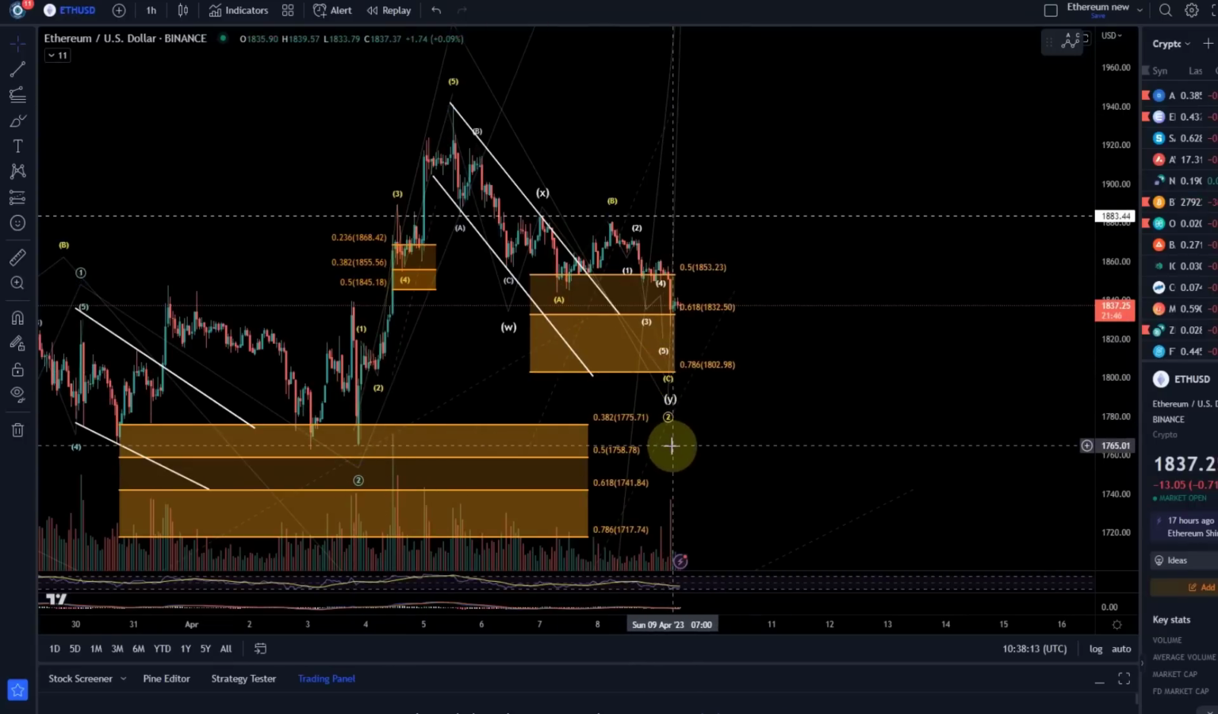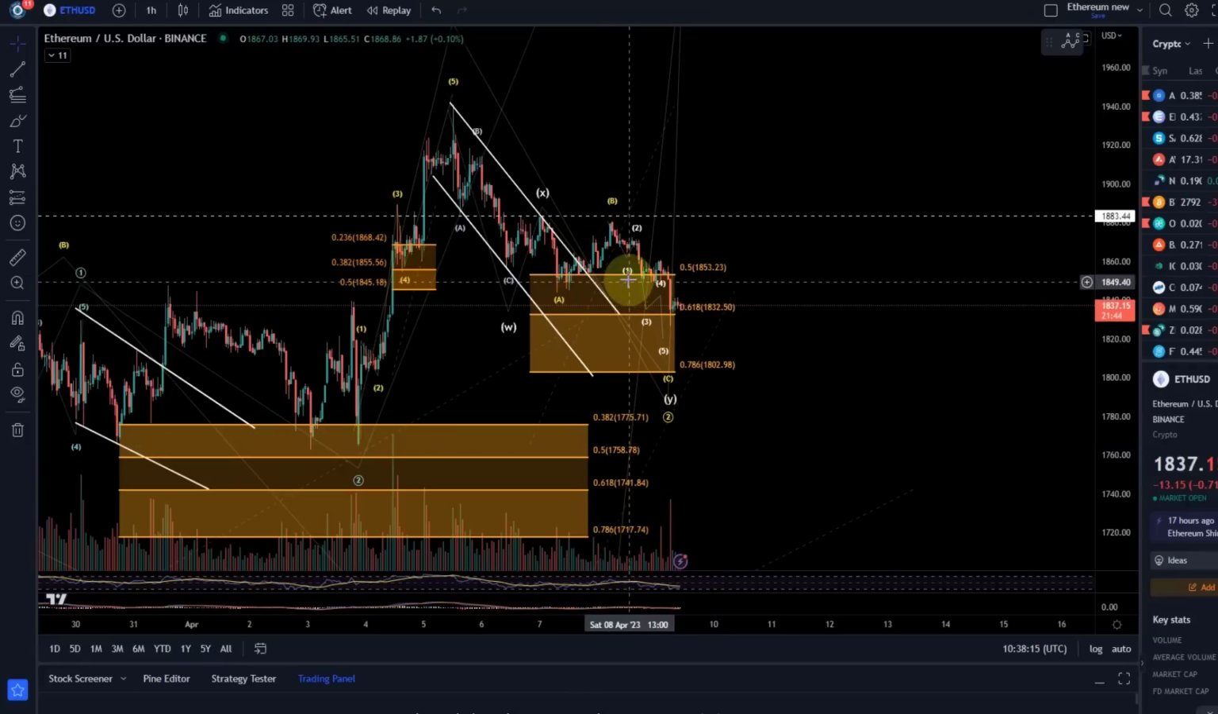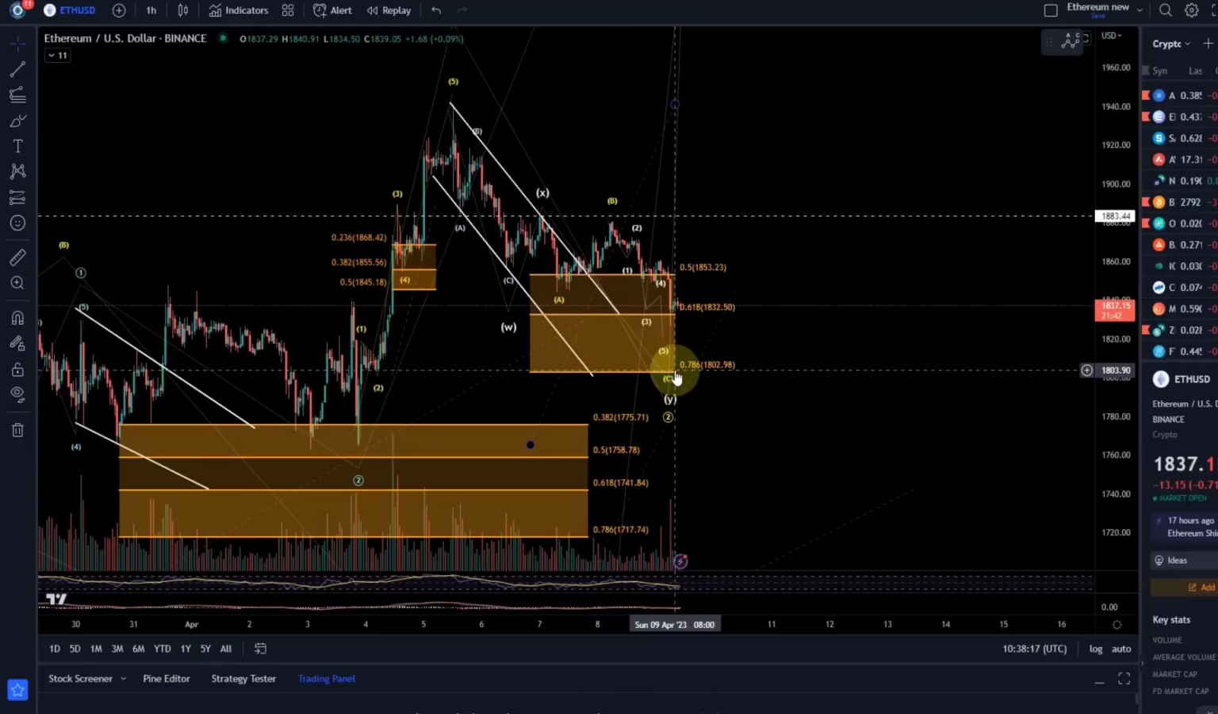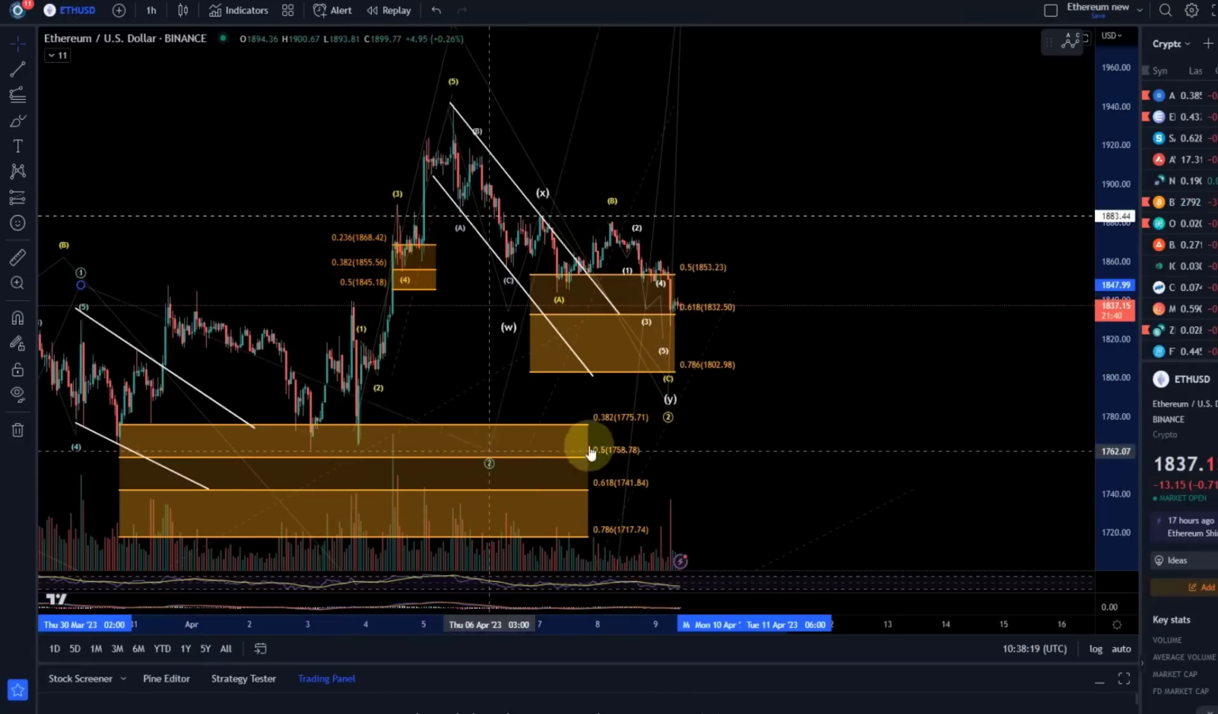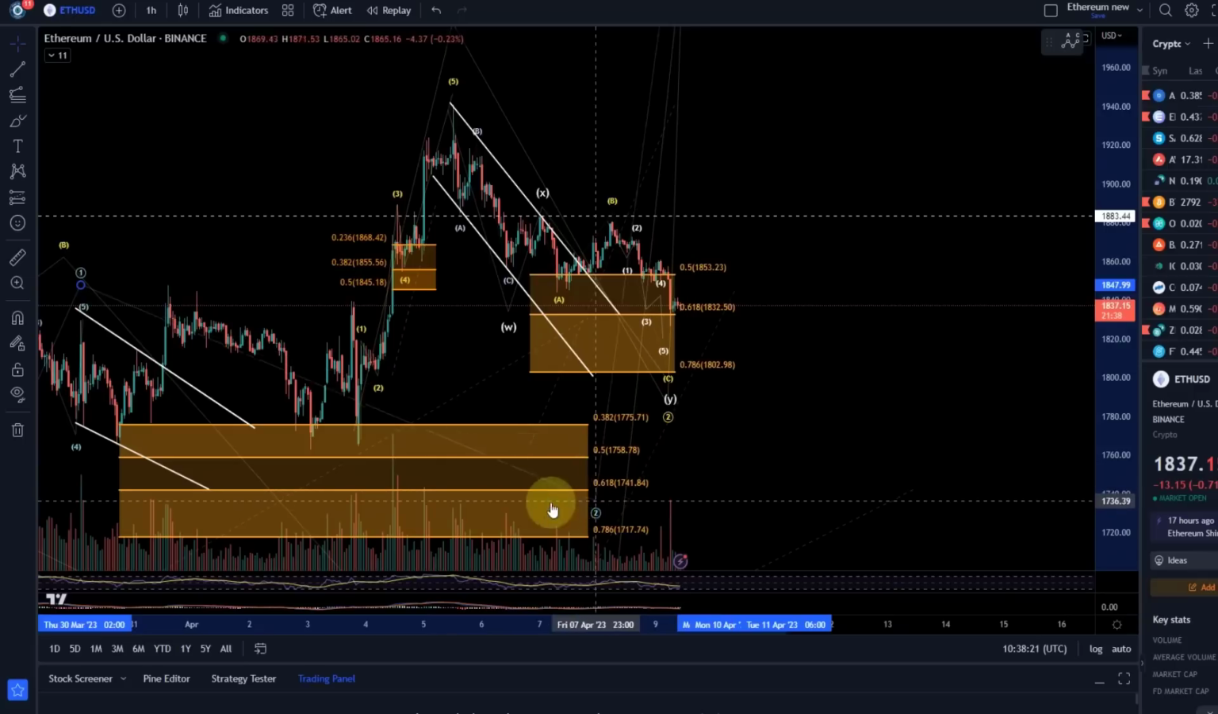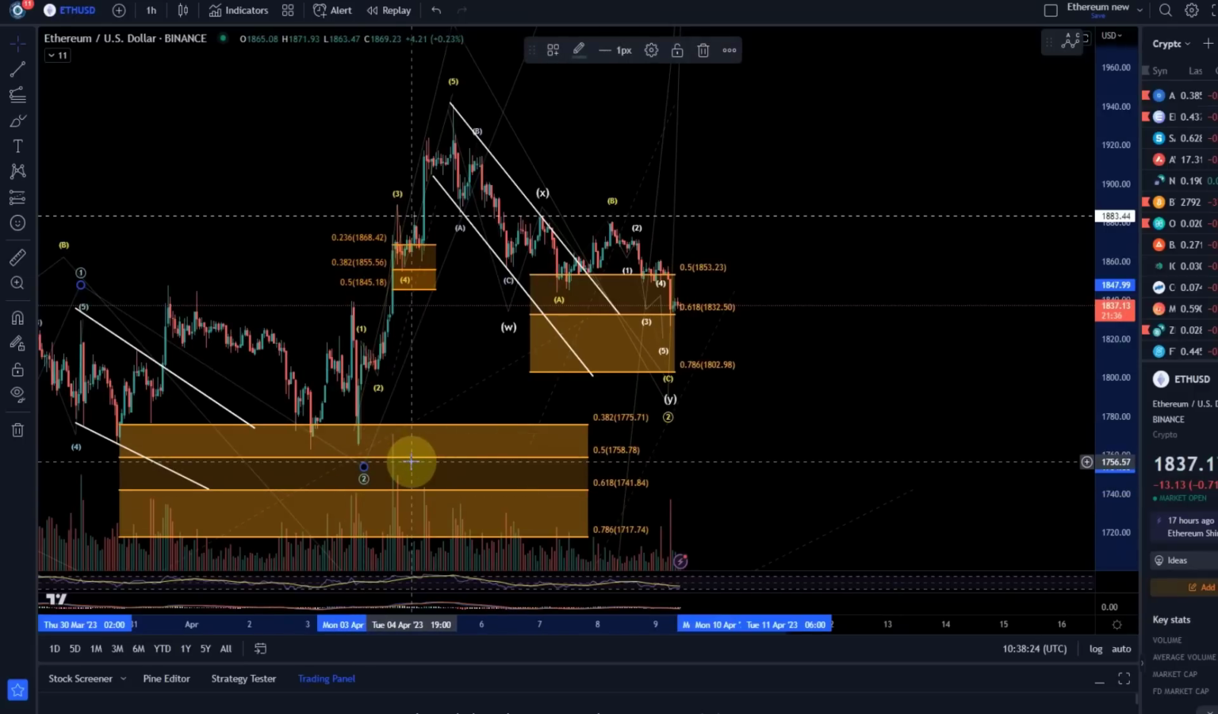It will be invalidated below 1765, and a deeper pullback than 1765 will reset blue wave 2. So we just basically lose a wave degree. It wouldn't necessarily be bearish. It would just mean a deeper pullback in an overall uptrend.